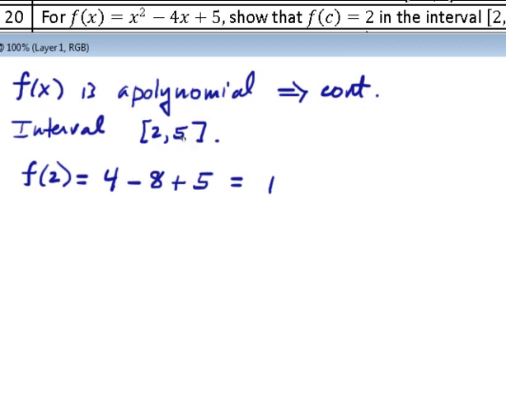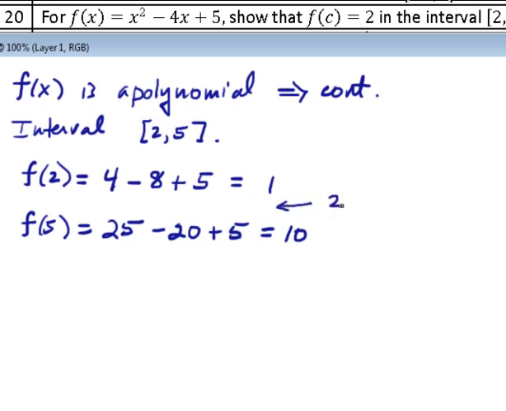All right, now where does it end up? Let's substitute in 5. 5 squared, that's 25. 4 times 5, that's 20. Plus 5, so here we have 5 plus 5, so that's 10. So it starts off at 1, and it ends up at 10. Okay, so it does go through 2. 2 is in between 1 and 10. So 2 is between these values.